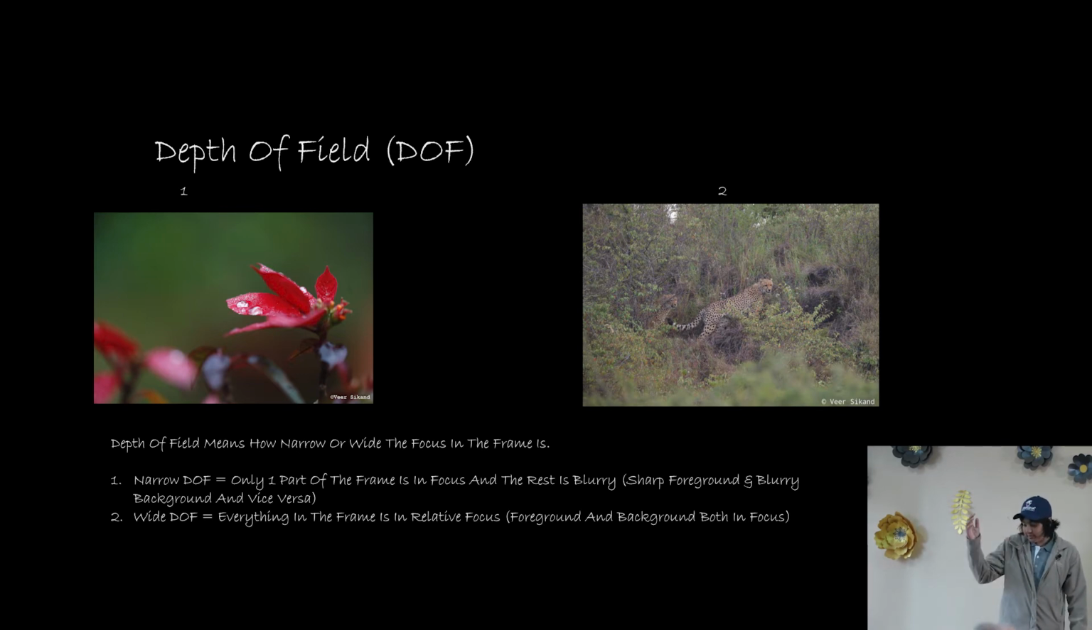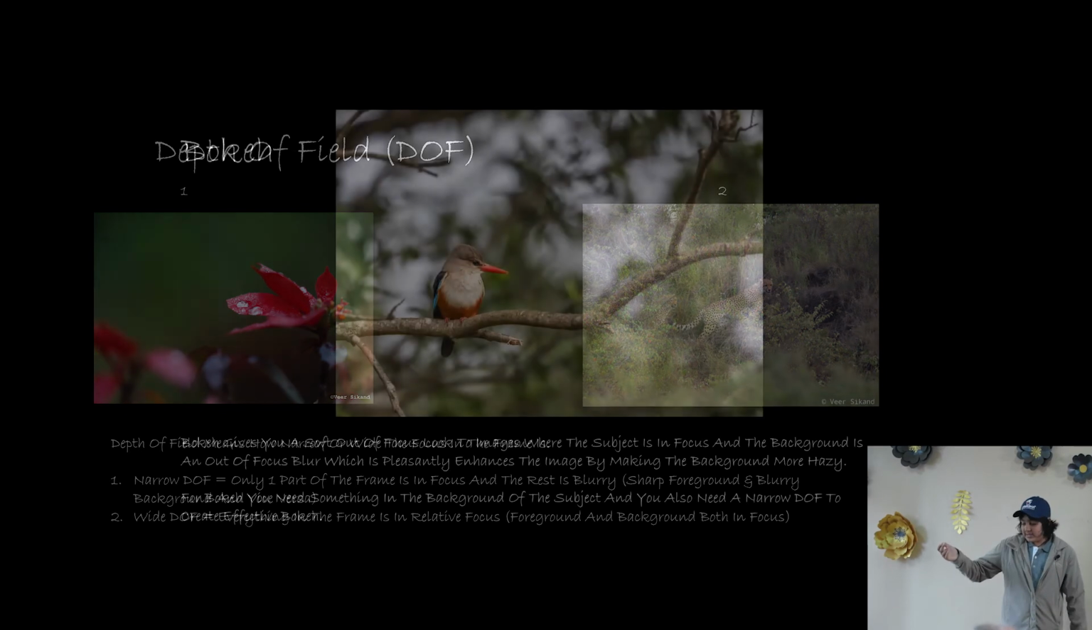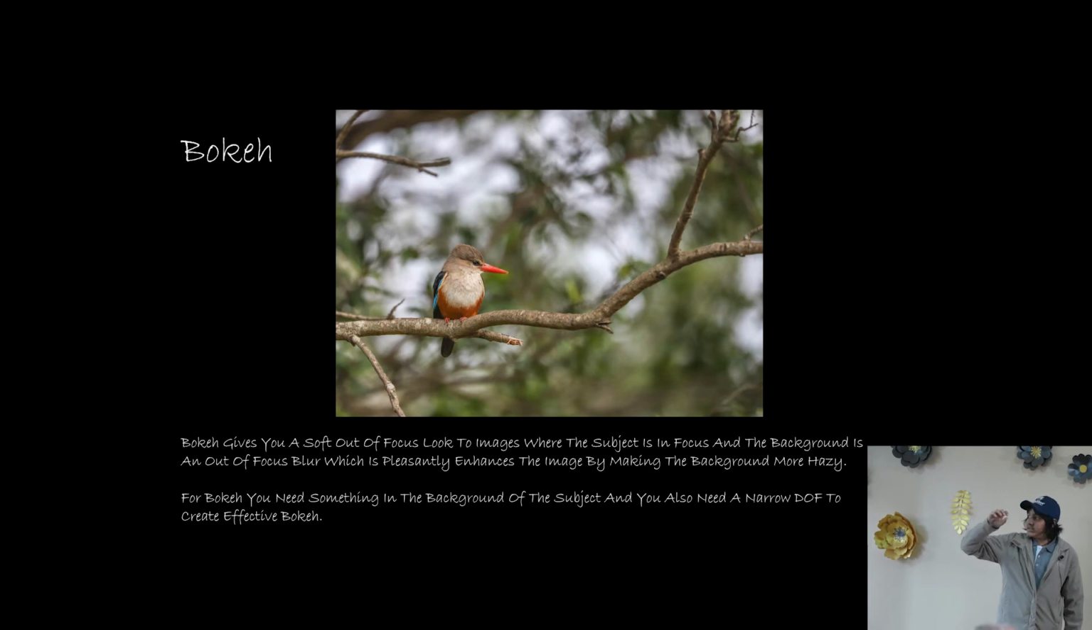This was a leaf, I think, at a house. And the background was green grass. And next is bokeh. So bokeh gives you a soft out of focus look where the subject is in focus and the background is an out of focus blur, which pleasantly enhances the subject in the image by making the background hazy. So for bokeh, you need something in the background of the subject, and you also need a narrow depth of field to create an effective bokeh.